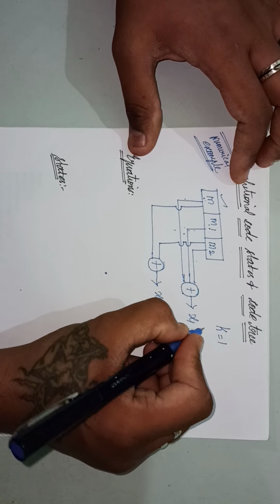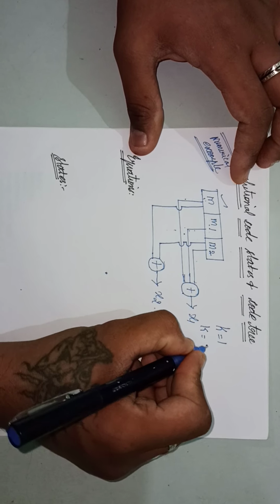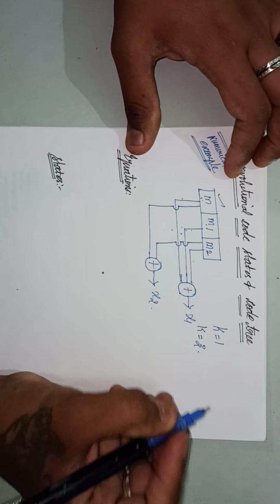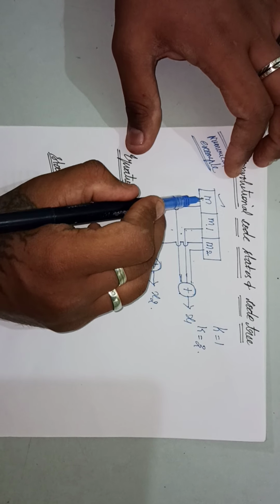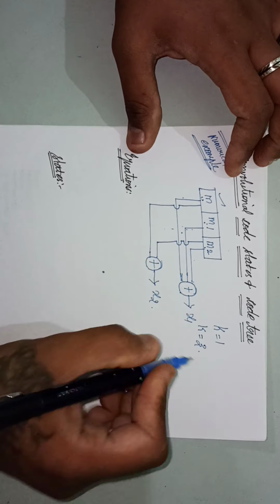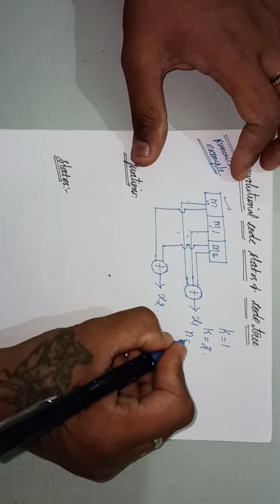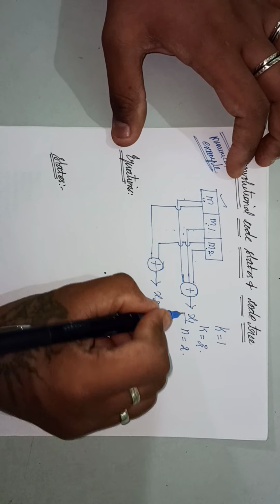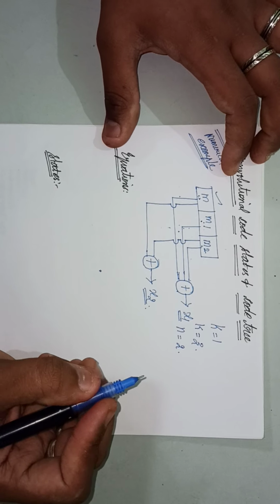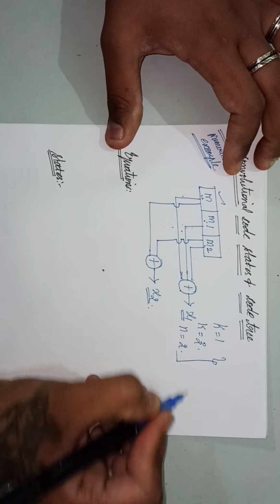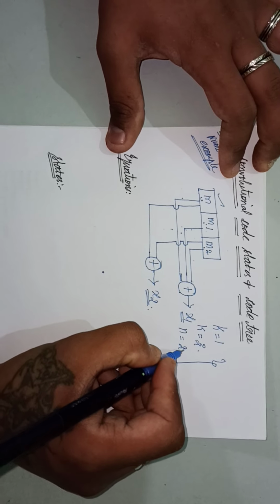And what is the value of capital K? Capital K is nothing but the number of shift registers. The number of shift registers given in this problem is m1 and m2, so capital K equal to 3. We can clearly identify that the value of n is equal to 2. Why? Because we have two equations, x1 and x2. So these are the values of small k, capital K and n.